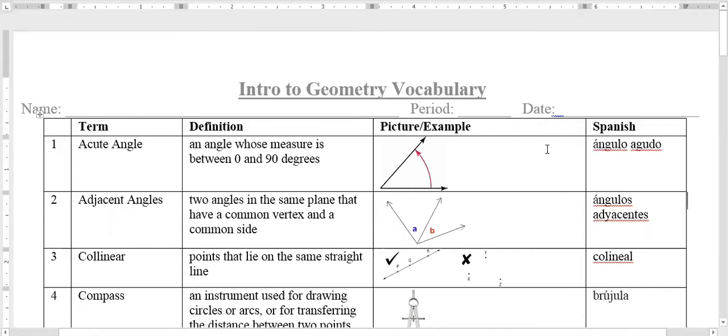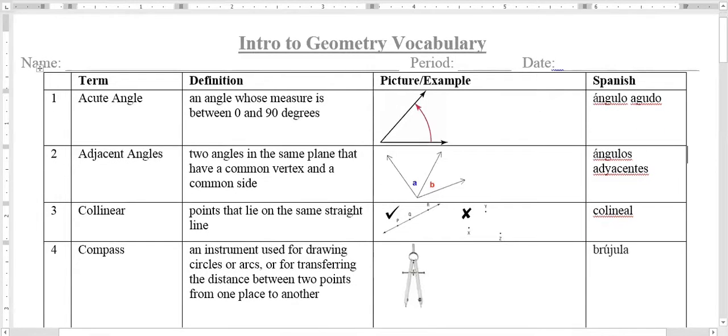Number two, adjacent angles. Two angles in the same plane that have a common vertex and a common side. So adjacent angles are A and B that have a common side. These lines are also called sides or legs, and they have a common vertex, which is this point right here.